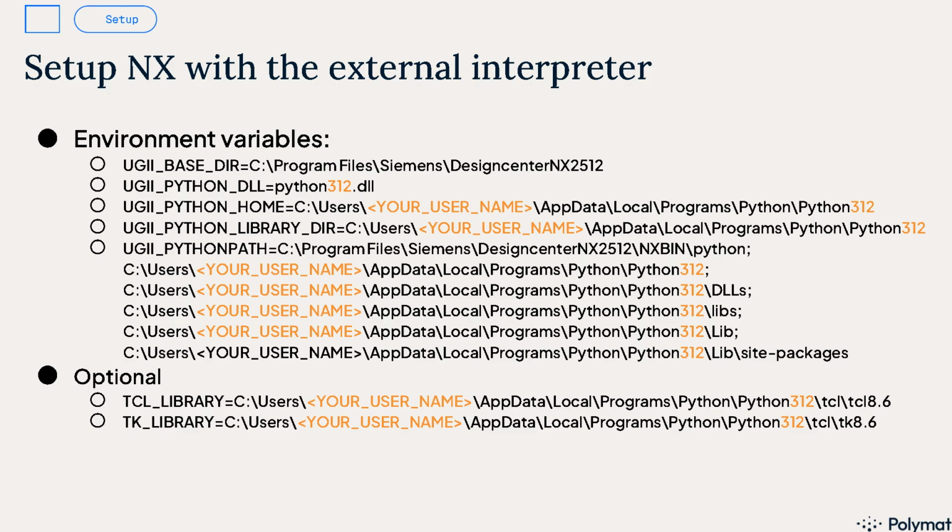And then we've got two optional ones, but I typically add them in anyway. These are the TCL library and TK library, and you need those if you want to do Tkinter, which we might be doing in one of the future sessions. But again, same location, Users, Python, and then tcl8.6, and the other one.